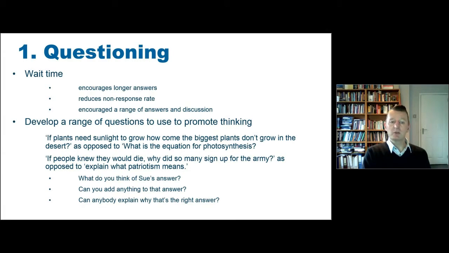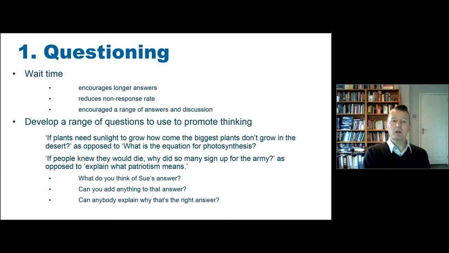So other strategies we can use, and it's important to have these almost scripted, to have them up your sleeve to use in the classroom, is once we've got an answer, to throw it back out to the children in the classroom and say, well, what do you think of that student's answer? Or can anyone add anything to that answer? Or can anybody explain to me why that's a good answer or why that's the right answer?